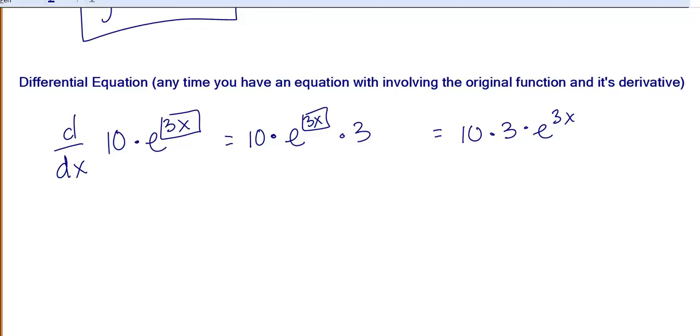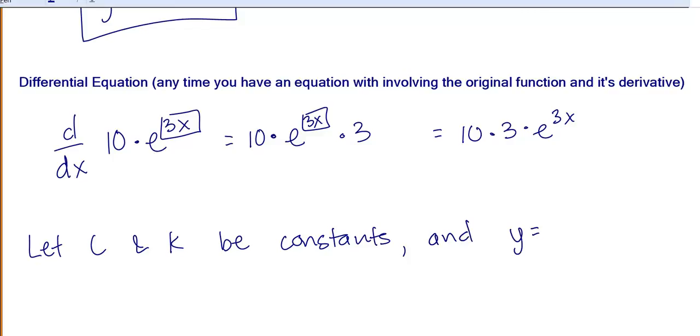And we realize, oh, this pattern is actually going to continue forever and ever. If we let c and k be any constants, and let's let y equal some coefficient c times e to the kx. If that's the case, then the derivative of y is going to equal, let's look at our pattern, the coefficient, the constant c, is still going to be there. Whatever constant or coefficient we multiply x by up in the exponential function, that's going to come out. So c times k times e to the kx.